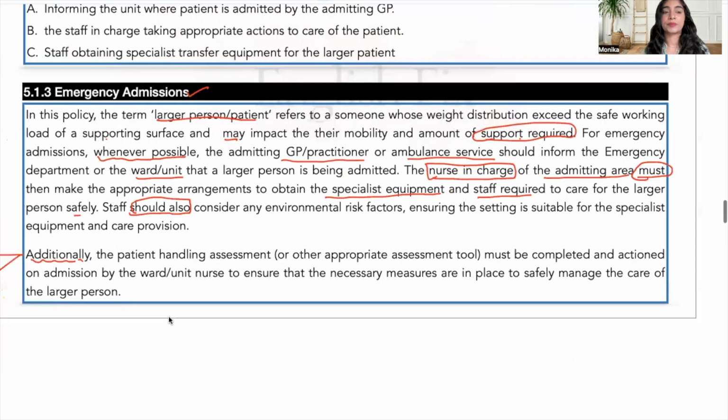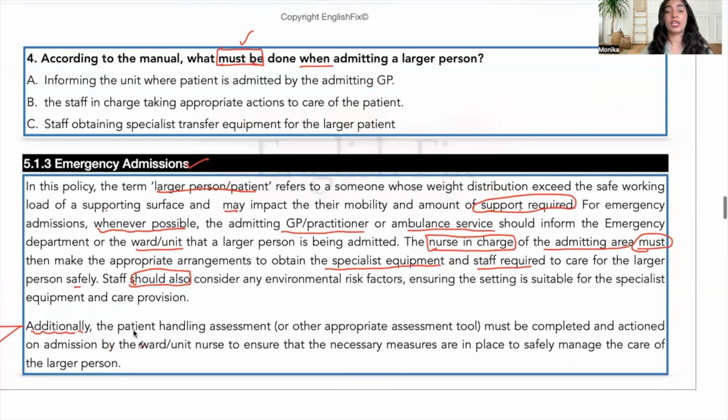Coming back here. Additionally, the patient handling assessment or any other kind of appropriate assessment tool must be completed. So far I've found two things: number one, this should be done; number two, I can also consider this if I did not find anything else. Three things. These also must be completed and actioned on, whatever action you need to take based on that assessment tool.